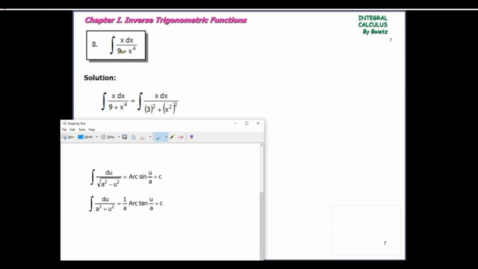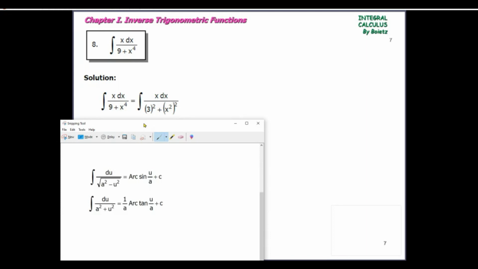9. Square root mo to. Square rootin, wag na Tagalogin. Wag nang Tagalogin yung square root. Pangit eh. So, square root ng 9 is 3. Square root ng x to the fourth is x squared. So, x squared squared yon.